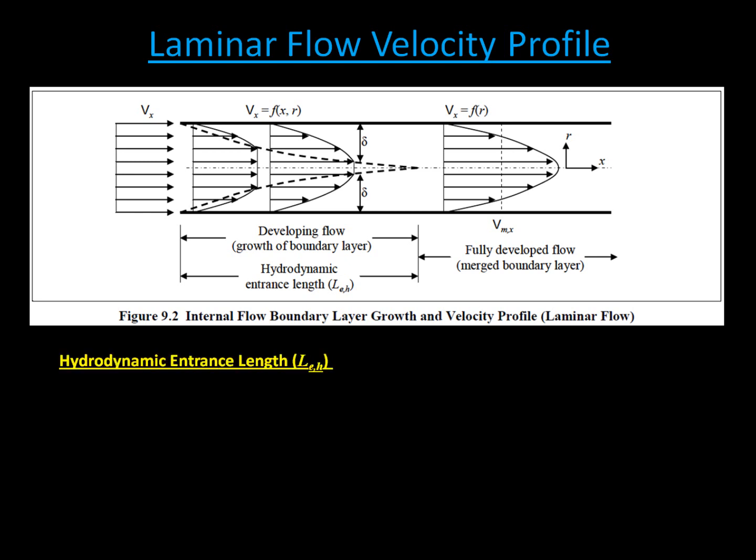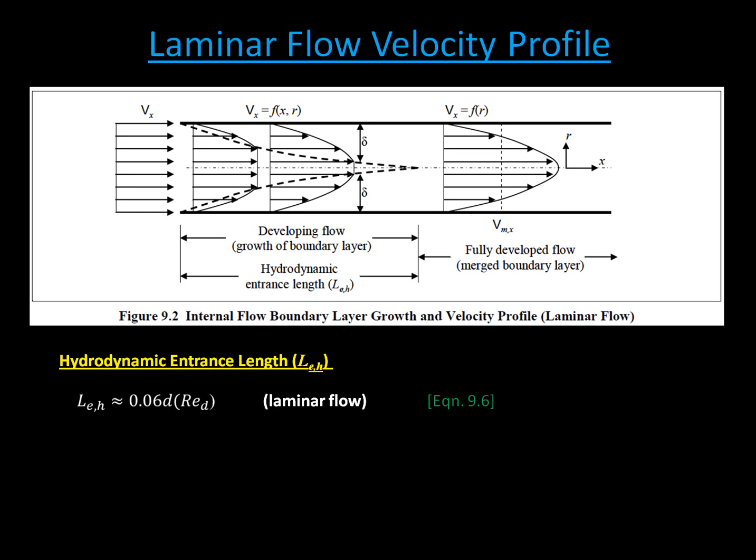So the hydrodynamic entrance length, or L subscript E comma H for entrance length hydrodynamic, and this is done experimentally, is approximately equal to 0.06 times the diameter of the pipe times the Reynolds number that you learned in a previous video.